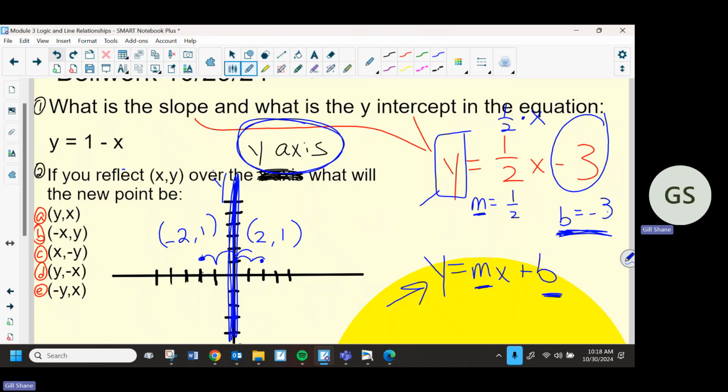The sign flips. So the way we show that, when we're doing this rule stuff, is we put a negative in front of that value. If it flipped with the actual numbers, then we put a negative in front of the variable x. Nathaniel, you're up. What happened to the y value?